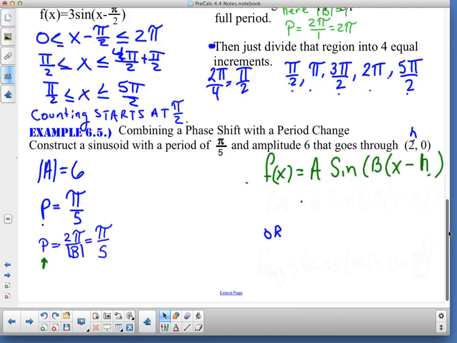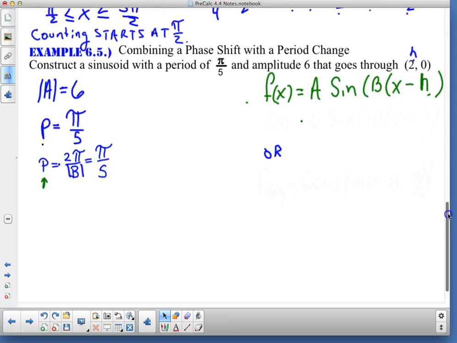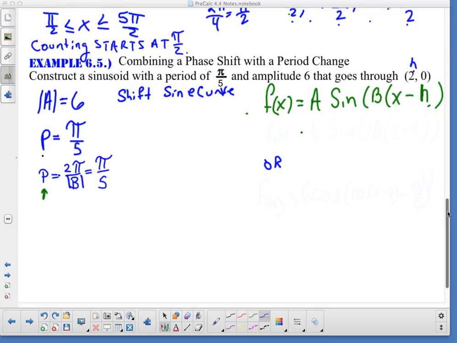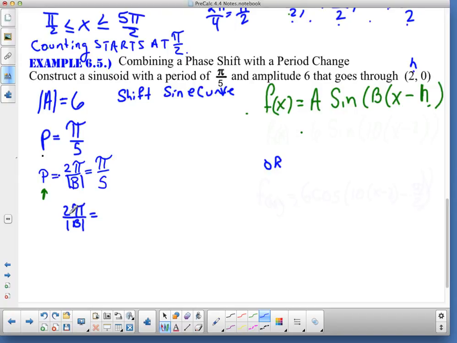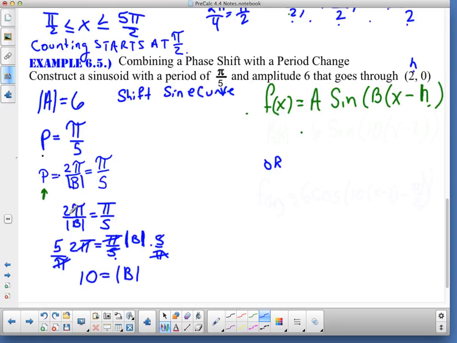So now what I'm going to do is take this information and solve for b. I've got 2 pi over the absolute value of b is equal to pi over 5. Now if I multiply by the absolute value of b, I've got 2 pi equal pi over 5 times the absolute value of b. Now, to get rid of the pi over 5, I can divide by pi over 5 or multiply by its reciprocal, which is 5 over pi. So on both sides, 5 over pi, that's going to knock those guys out. And I've got 10 as a result left over. So 10 is equal to the absolute value of b. Okay, so that's my b value inside.